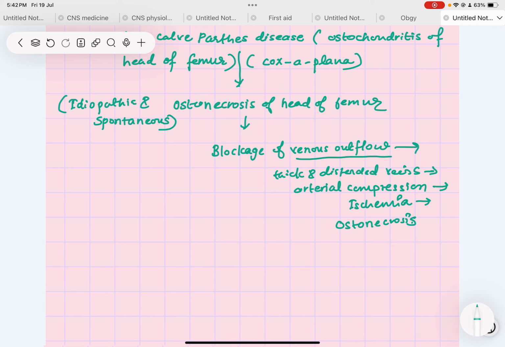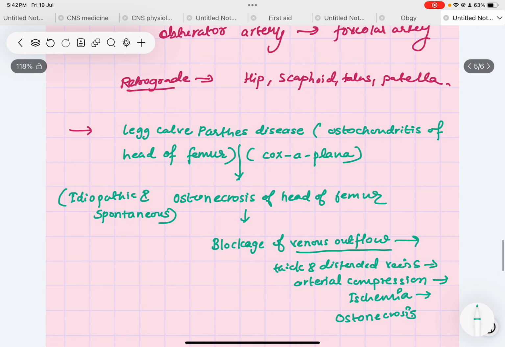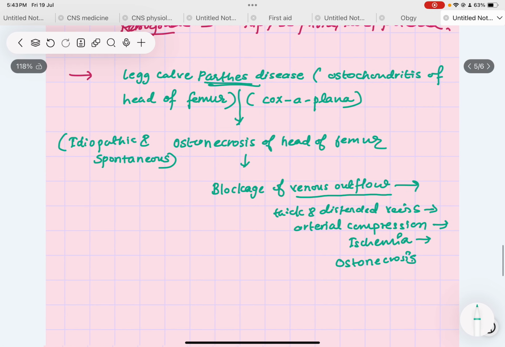In the adult it is mainly due to arterial blockage, while we are discussing Perthes disease that is occurring in a child, in which the pathophysiology is not actually arterial. It is arterial blockage but an indirect one. The main pathology is in the veins. So venous outflow is blocked, and that's why the veins are so distended that they are blocking the pathway of the artery, so arterial compression, and that is leading to the osteonecrosis.